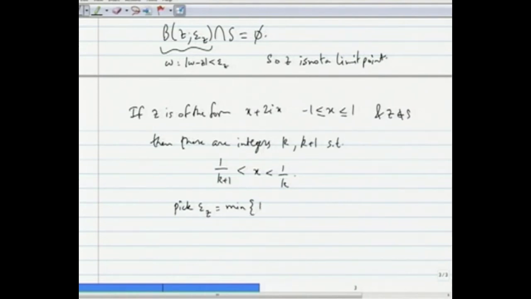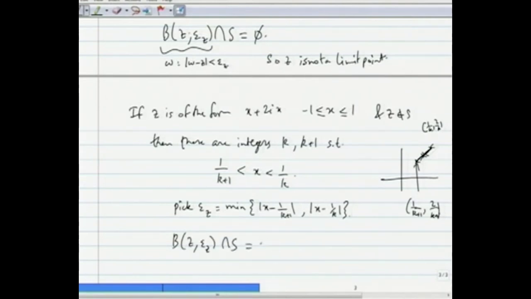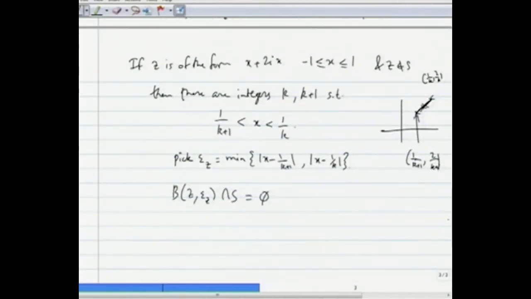minimum of the absolute value of x minus 1 by k plus 1, comma, x minus 1 by k. The picture is there is x here, and then there is the point 1 by k plus 1, 2 by k plus 1 here. So, that point is (1/(k+1), 2/(k+1)). And then there is that point (1/k, 2/k) here. So, you measure the distance to either of these points, x lies between 1 by k plus 1 and 1 by k. And then you take the minimum of these two. So, B(z, epsilon z) intersection S will be empty, and B prime(z, epsilon z) of course, intersection S will also be empty.